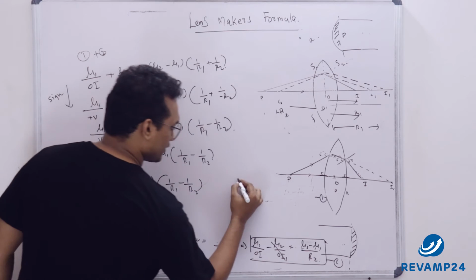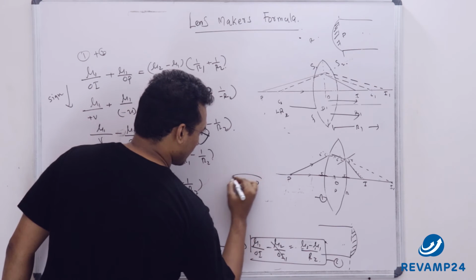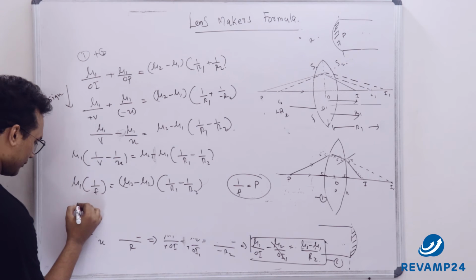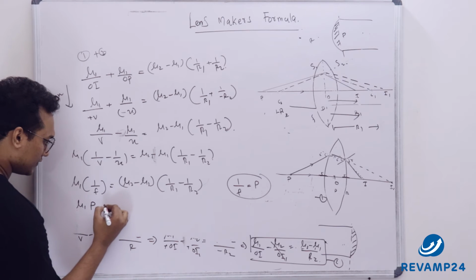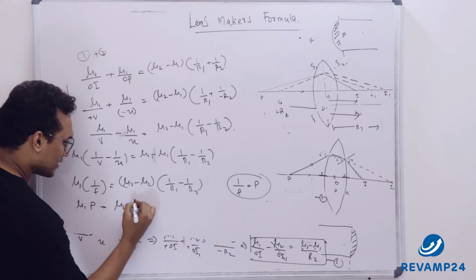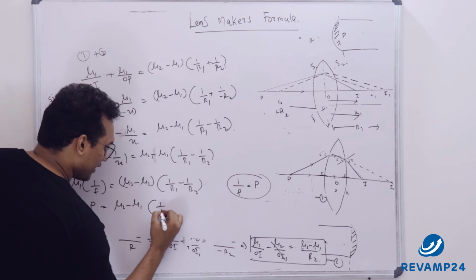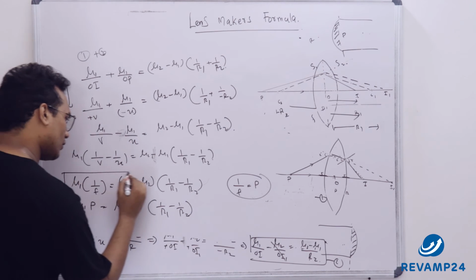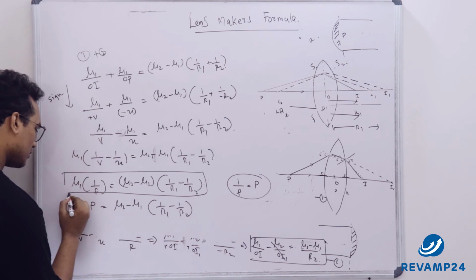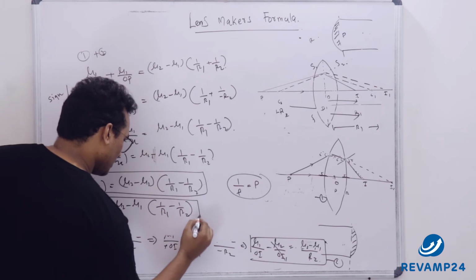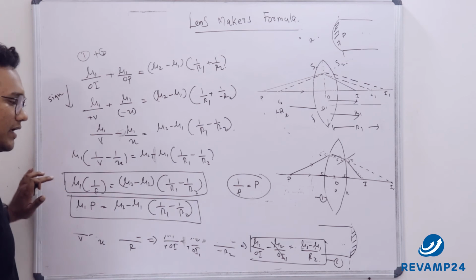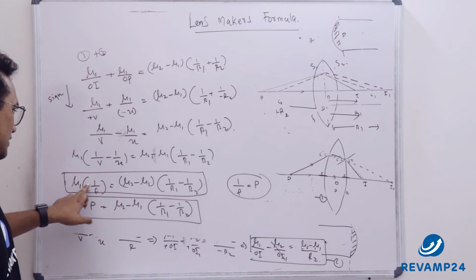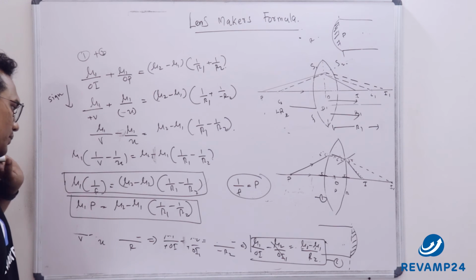And we also have learned that 1 by focal length is equal to power, and power is measured in diopters. So 1 by f can be written as mu1 into the power of the lens is equal to mu2 minus mu1 into 1 by R1 minus 1 by R2. So these are the two standard equations used by lens makers. The first equation is known as the lens maker's equation. I have just substituted the value of 1 by f as P, power.